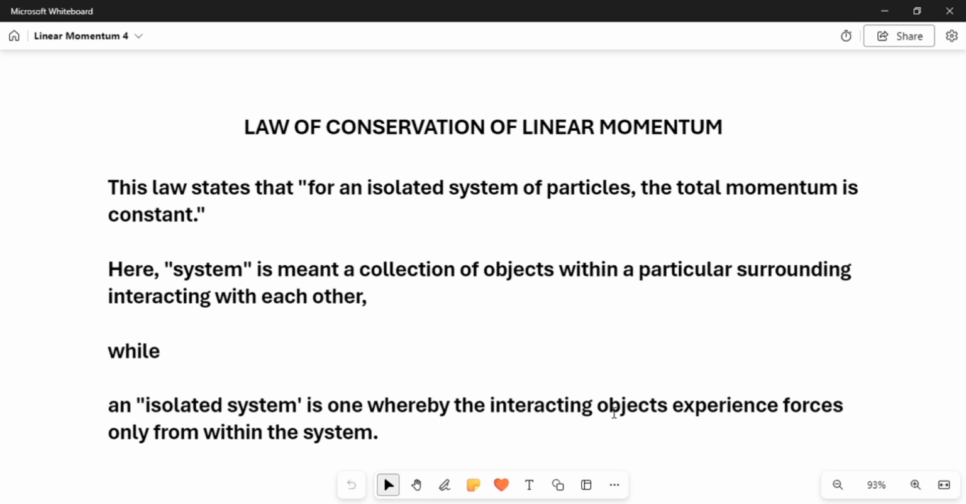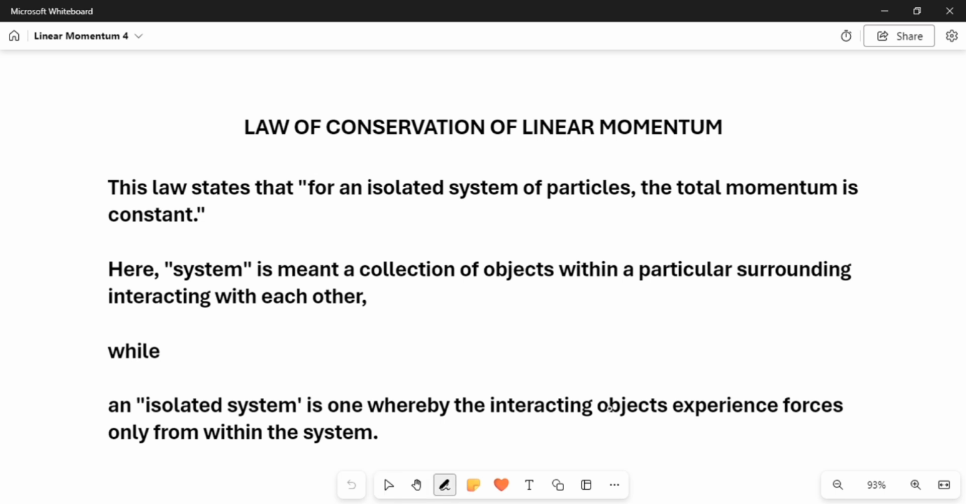So in that case, they are isolated. The only force that they will experience will be the force that they are interacting with individually. So in the case of an isolated system here, we are talking about objects that are interacting with themselves and they experience only forces within the system, meaning there are no external forces.